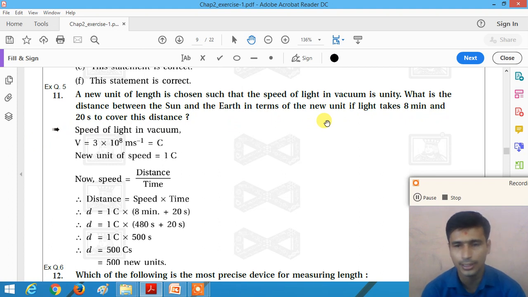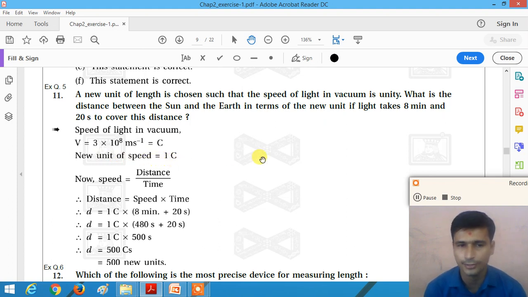So here in a new system of the unit, the speed of the light in a vacuum is considered as a unit, that means 1. So dear student, here you know that the speed of the light in a vacuum, v, is equal to 3 into 10 raised to 8 meter per second. We take it as c, right? We assume that the speed of the light in a vacuum is c. Now in a new system of the unit, the speed of the light is unity, that means 1. So the new unit of the speed is equal to 1 c, right?